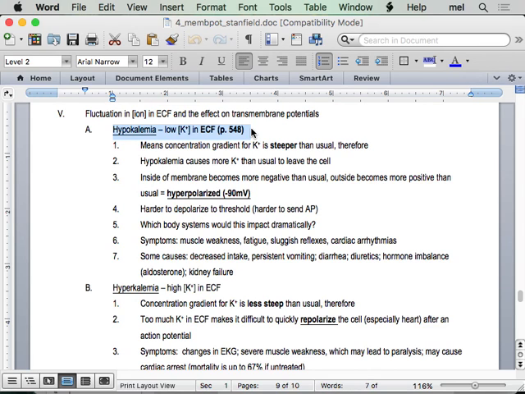Okay, so hypokalemia is low, hypo, low what? Potassium, where? ECF. Low potassium in the ECF. Okay, and then we'll see what happens if you have low potassium in the ECF. So if I have low potassium in the extracellular fluid, it means that I am going to have a steeper concentration gradient for potassium than normal at rest, right? Because normally it's 30 to 1, right, inside to outside, and now it's 30 to 0.1, which is 300 to 1, right? Got a really steep concentration gradient.